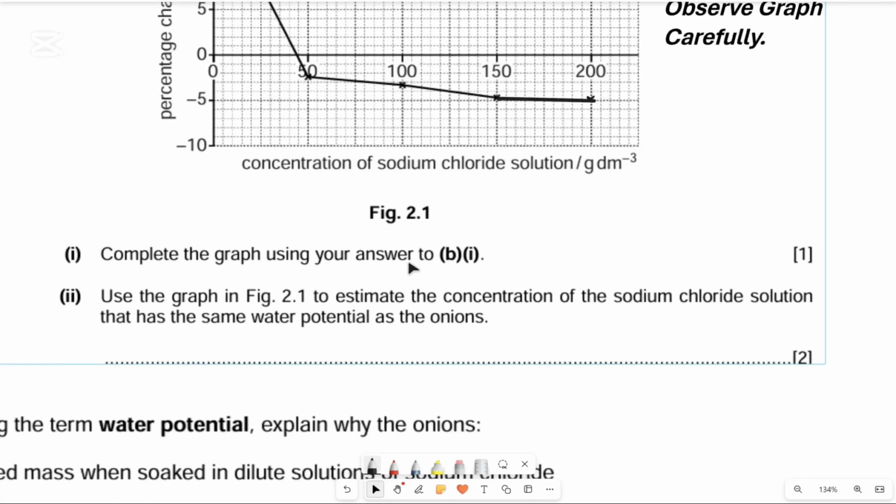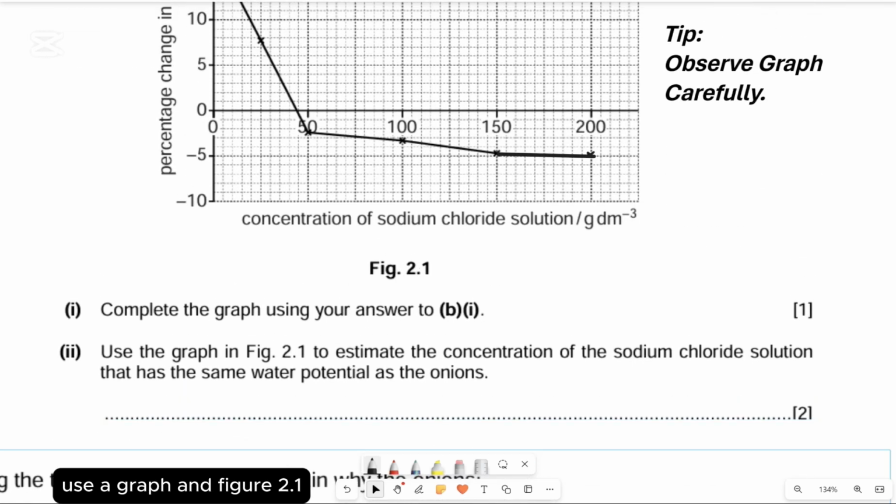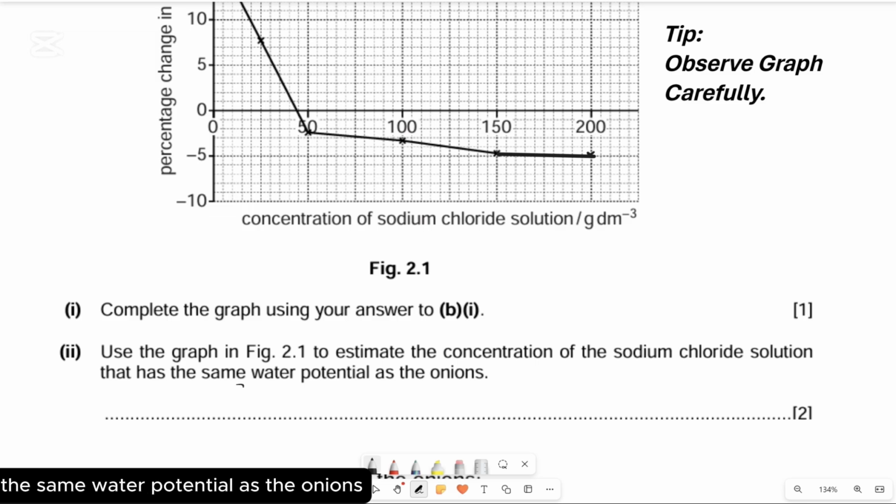Okay. Use the graph in figure 2.1 to estimate the concentration of the sodium chloride solution that has the same water potential as the onions. This is the tricky part. Okay, so basically what they mean by the same water potential as the onions is that there would be no change in mass at all. So the percentage change in mass would be 0.